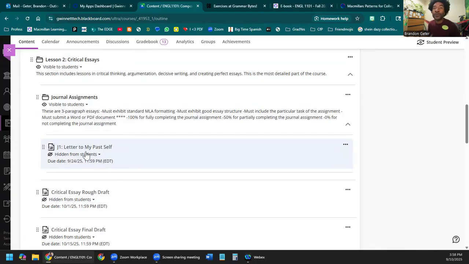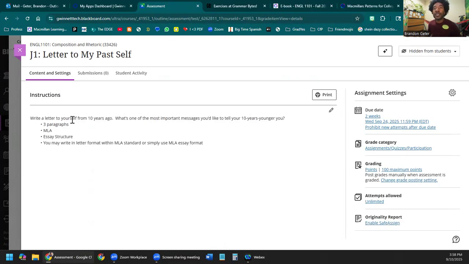So if we open that up, you'll see that the first one is called Letter to My Past Self. And it's supposed to be due next week, but I made it for the week after next since I didn't put it on the board. But in this one, you'll write a letter to yourself from 10 years ago. What's one of the most important messages you'd like to tell yourself when you were 10 years younger? 3 paragraphs, MLA format, essay structure, and you may write in a letter format within MLA standard, or just simply use MLA essay format. I'll assign this next week, so that is due the following week. But if you want to get it done ahead of time, feel free.